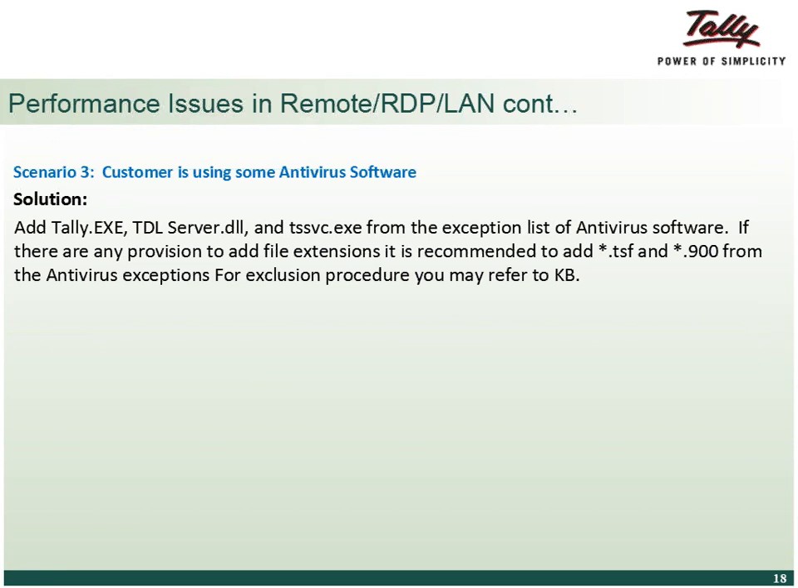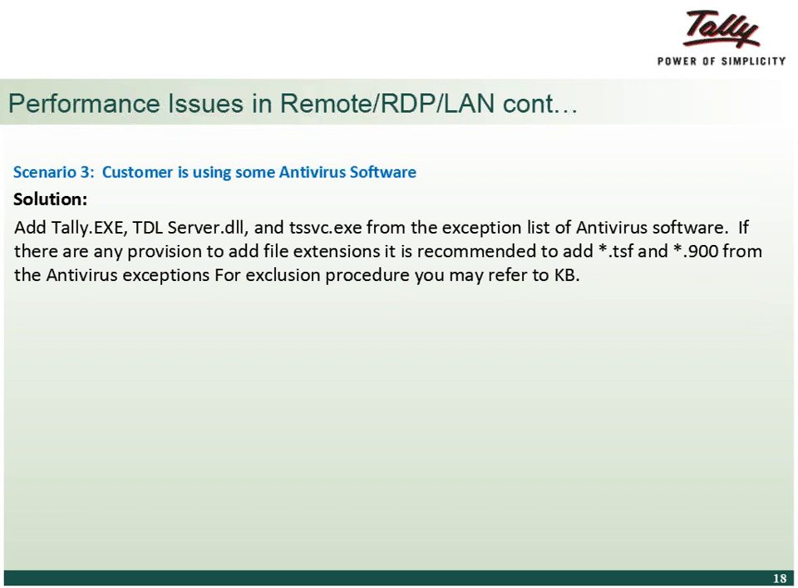If there is any provision to add the file extension, it is recommended to add .tsf and .900, which are nothing but our data file types, to the antivirus exceptions. For the exclusion procedure, you may refer to the KB because we have given the antivirus type files, because for the different antiviruses there might be different checklists. There might be different options available. So as per the antivirus files we have updated on our KB, you are requested to refer to the same and follow the procedure accordingly.